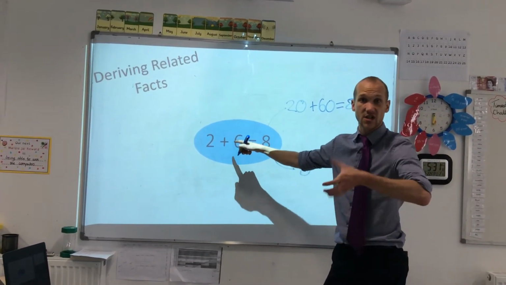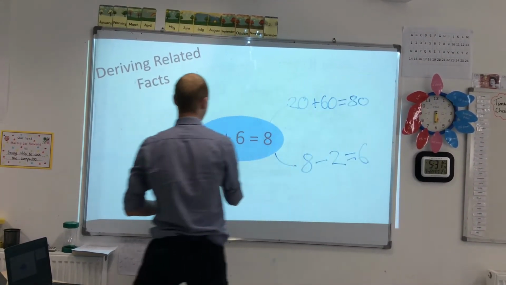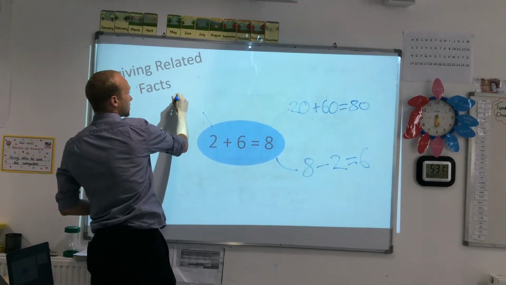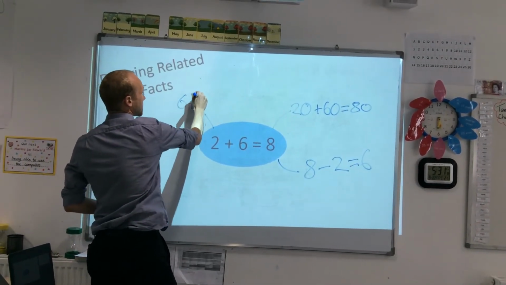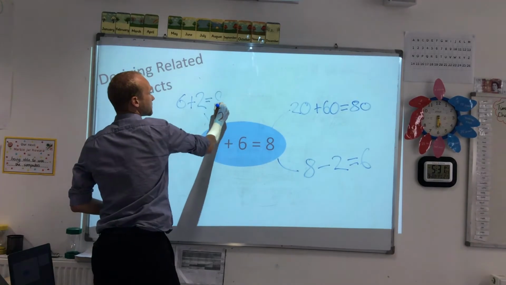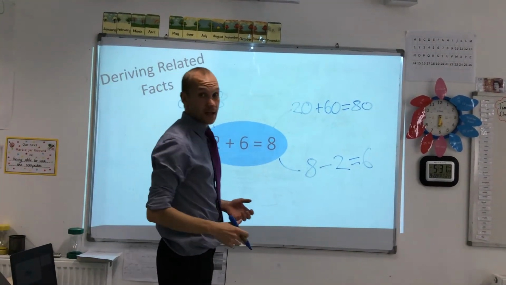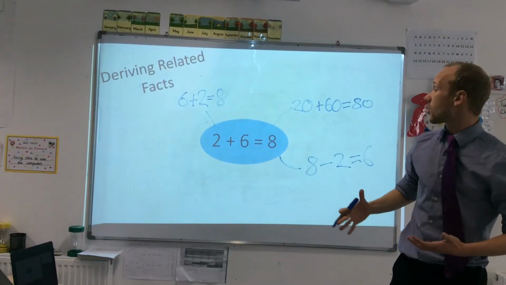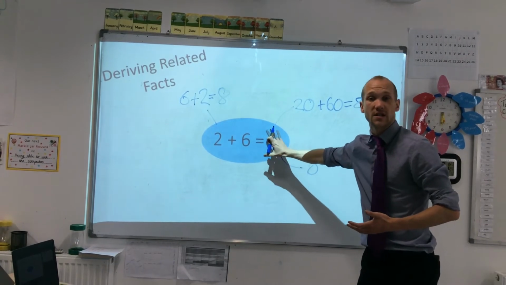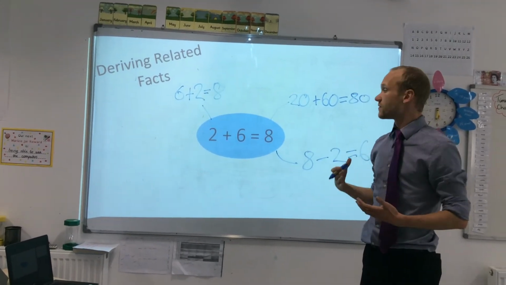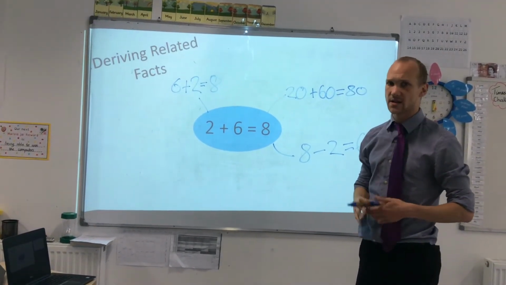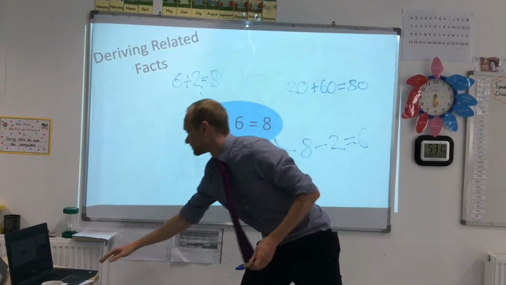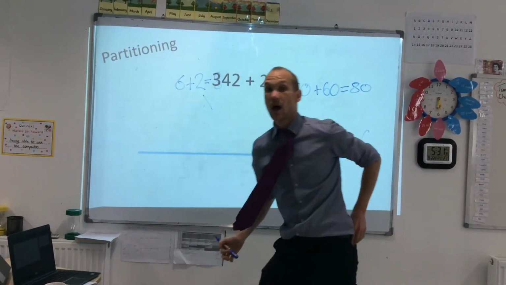Well, I know that addition is commutative, so I know 6 add 2 equals 8. And I might be able to solve a different calculation to this using known number facts and deriving those number facts. Let's look at strategy number 2. Partitioning.